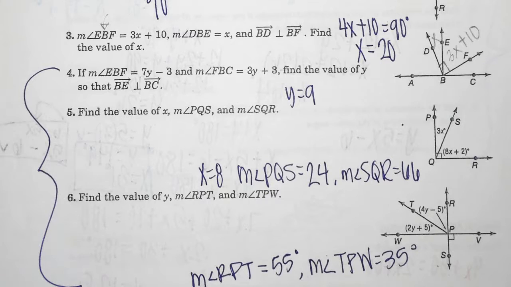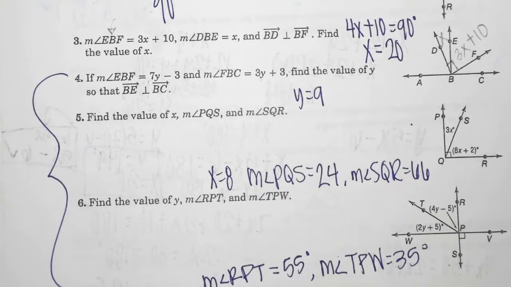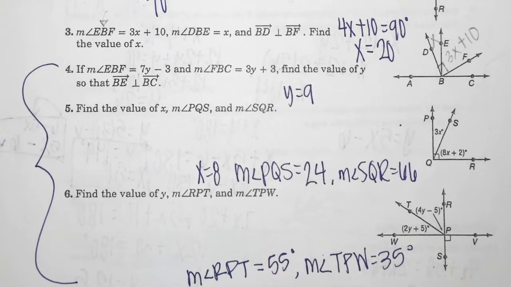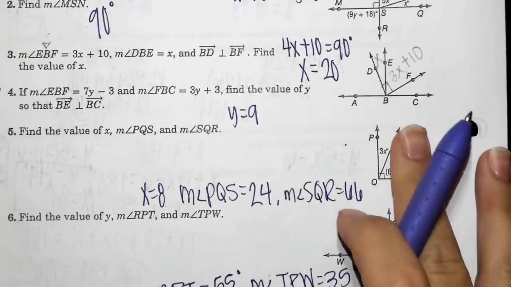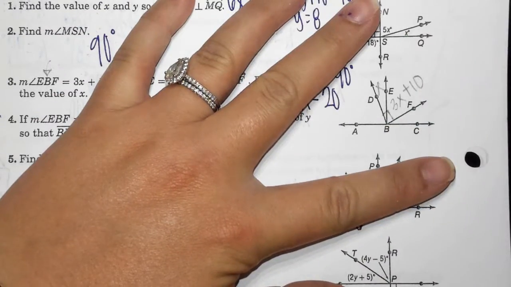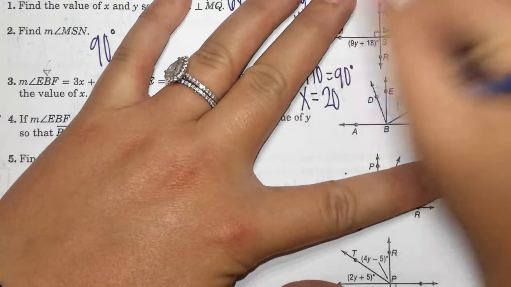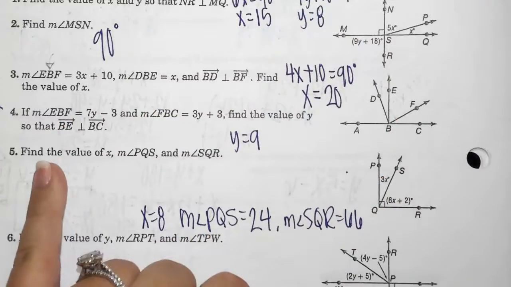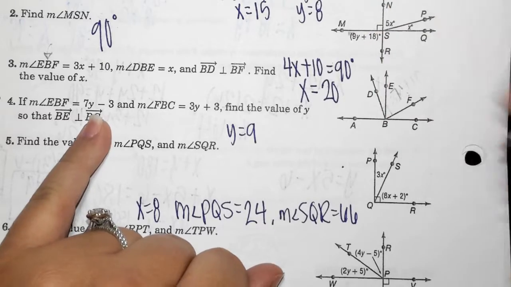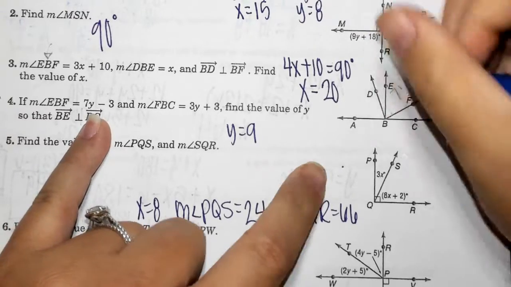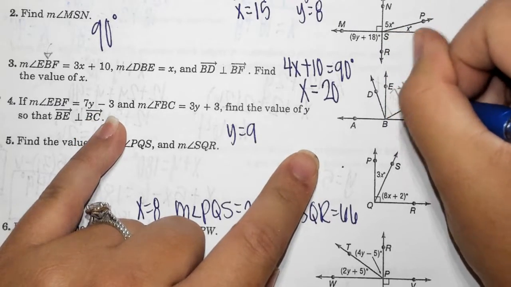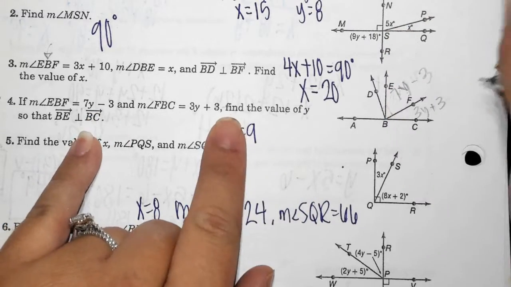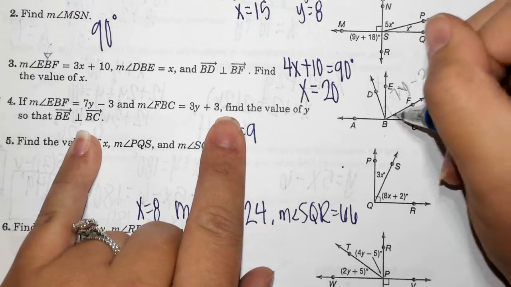Okay. Which ones do you want me to do? Huh? 4? Okay. Any other ones? 5? Okay. All right, let's start with 4. E to B to F is 7y minus 3. Woo. That's why I like to erase this, because now I want to write the next one in here. F to B to C is 3y plus 3. Find the value of y so that BE is perpendicular with BC.